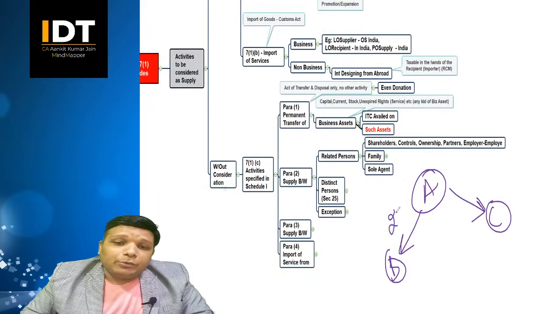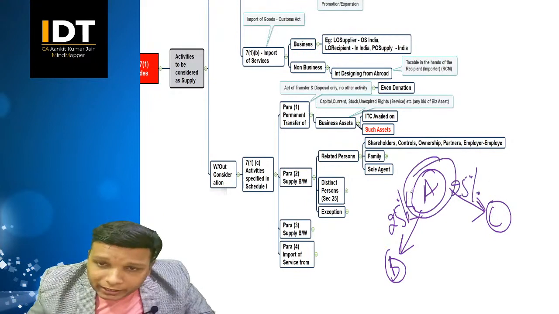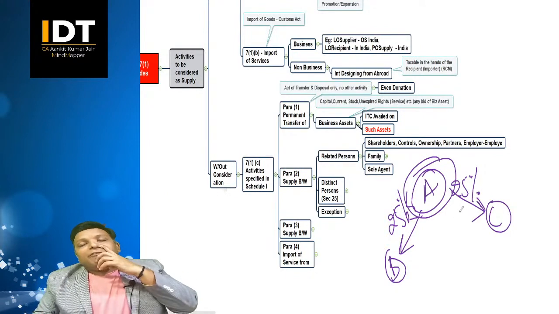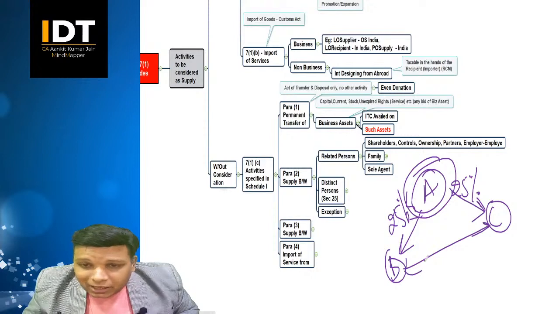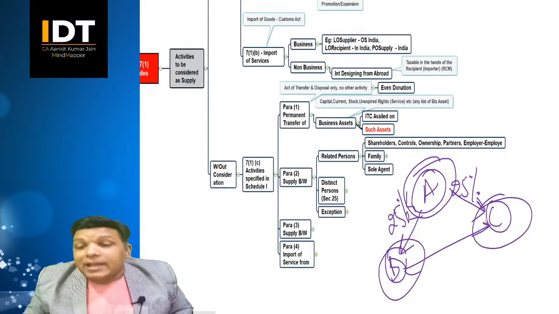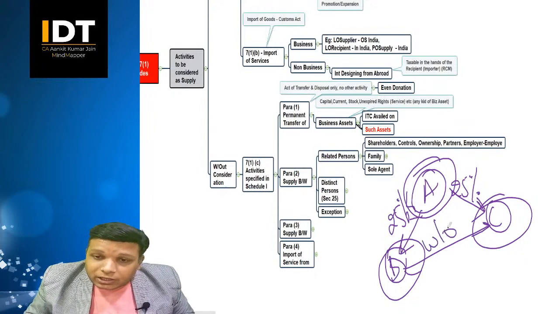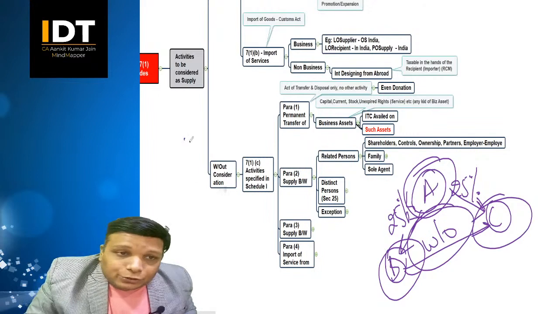Correct? They are holding 25% or greater, or equal to 25%, in both the companies. Correct? So because they have one holding company or one parent company which is holding more than 25% of shares, therefore B and C become related parties. So if there is any transaction between B and C happening that is without consideration, then also it will be considered in the definition of supply.